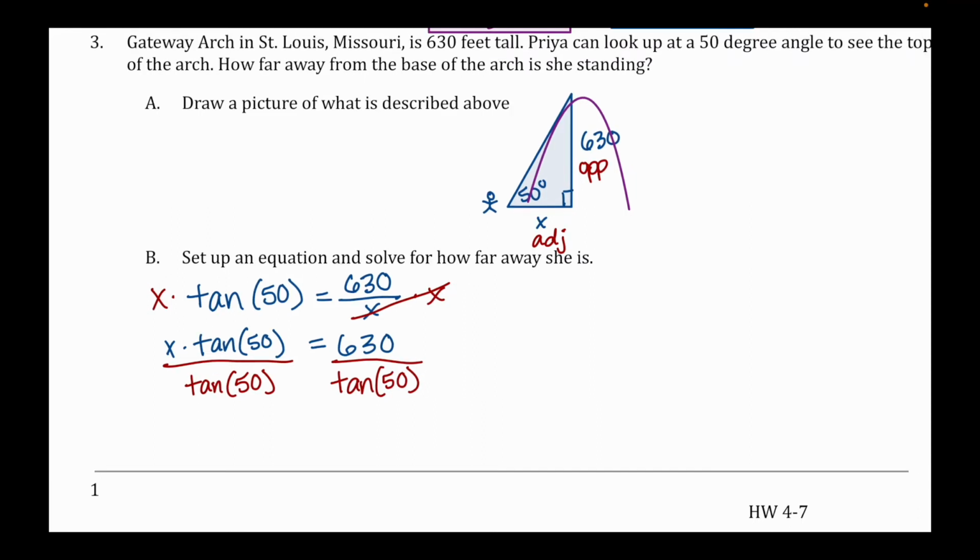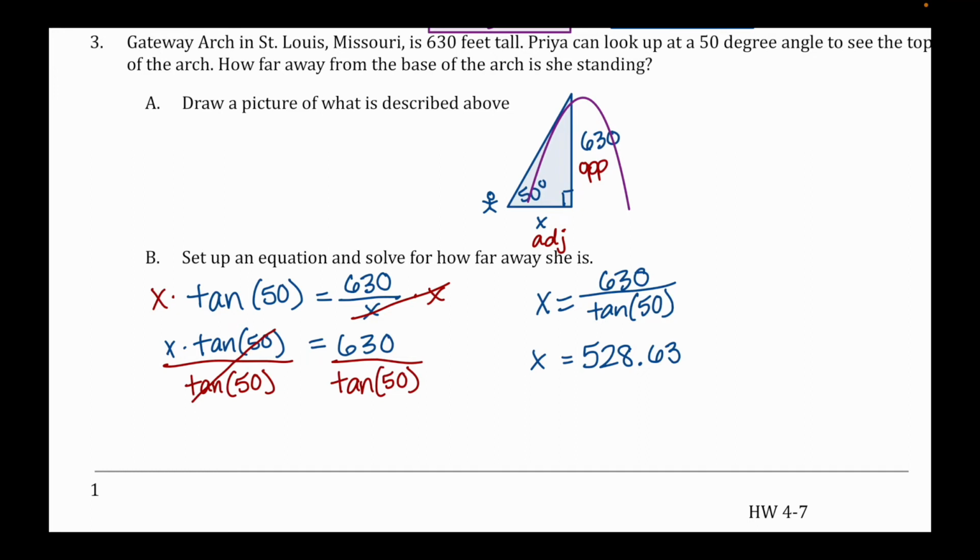So we divide by the whole expression of tangent 50, and then that leaves us with x is 630 divided by tangent 50, and that is going to be the number. So 630 divided by the tangent of 50 degrees. I find that x is equal to 528. I'm going to round to 2 digits after the decimal, so this is going to be 0.63.